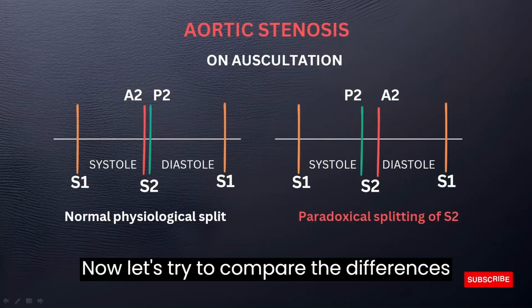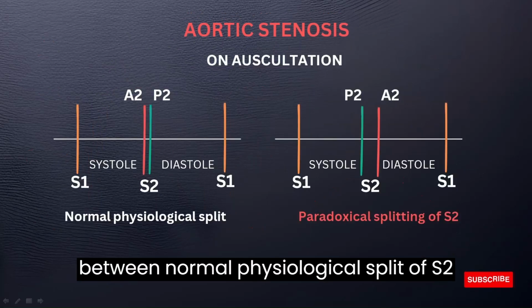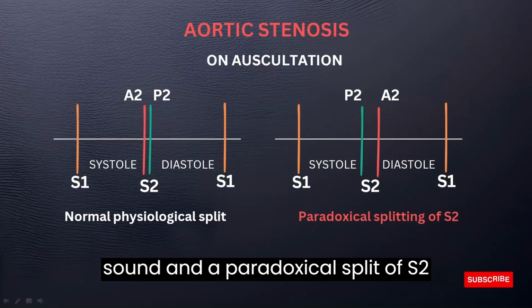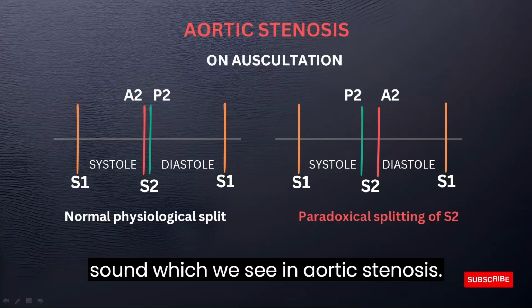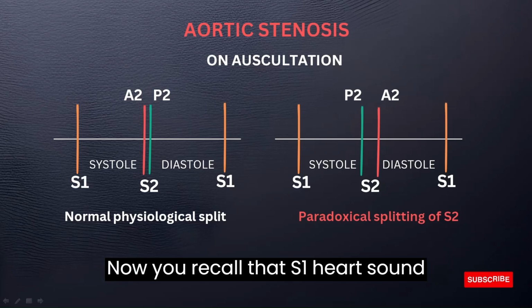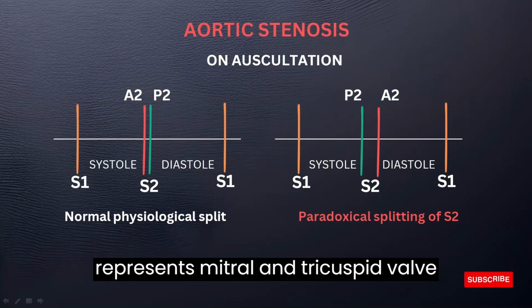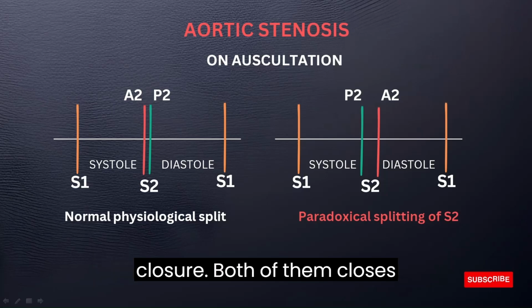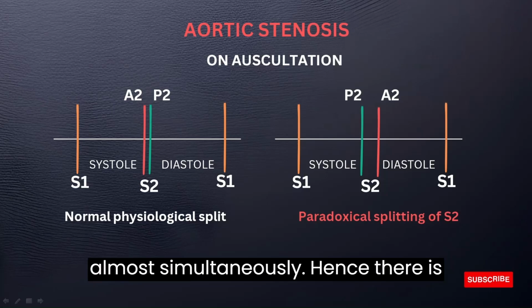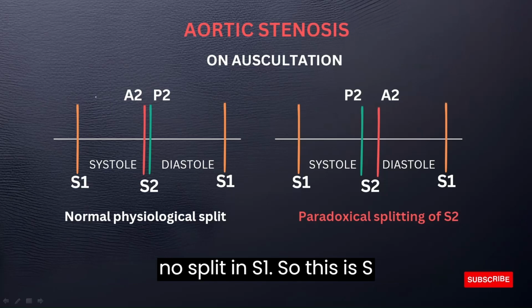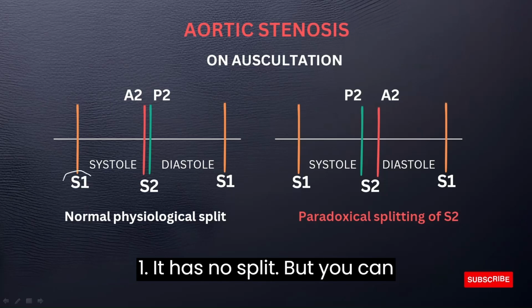Now let's try to compare the differences between normal physiological split of S2 sound and a paradoxical split of S2 sound, which we see in aortic stenosis. Now you recall that S1 heart sound represents mitral and tricuspid valve closure. Both of them close almost simultaneously, hence there is no split in S1. So this is S1, it has no split.